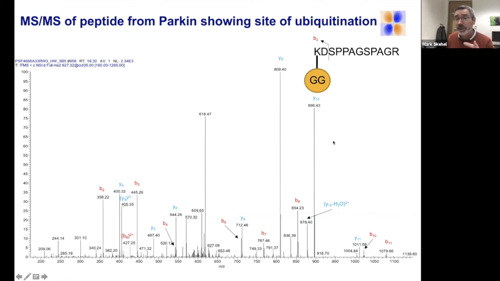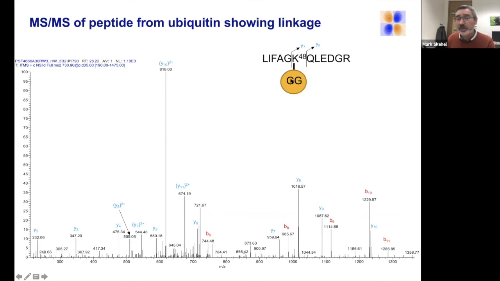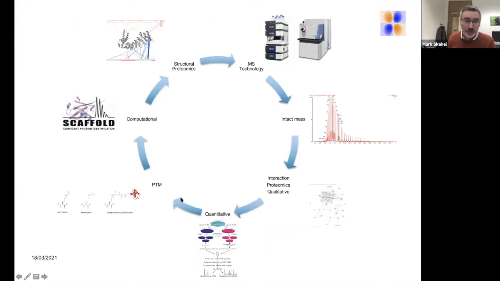So from this we can work out which residues are ubiquitinated, but we can also, by looking at ubiquitin itself, work out what the linkage was. In this case it's K48, okay, so we can work out linkage and ubiquitinated residues. Okay, so we've gone all the way around here.